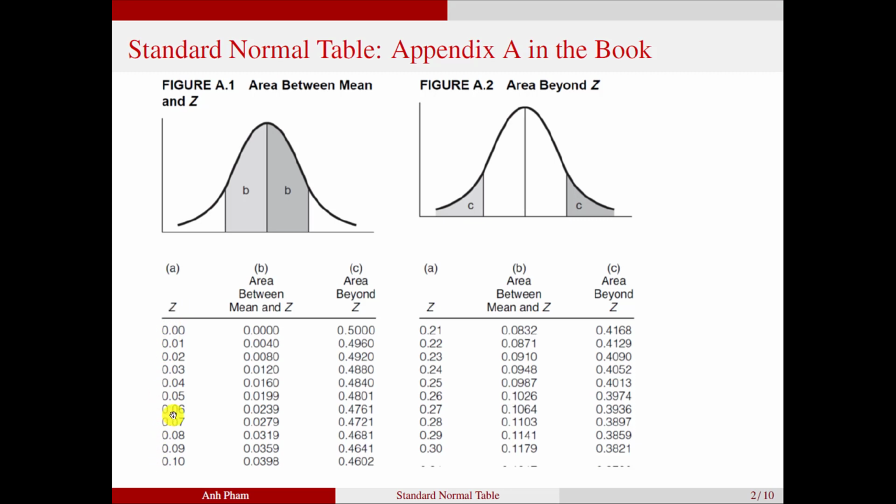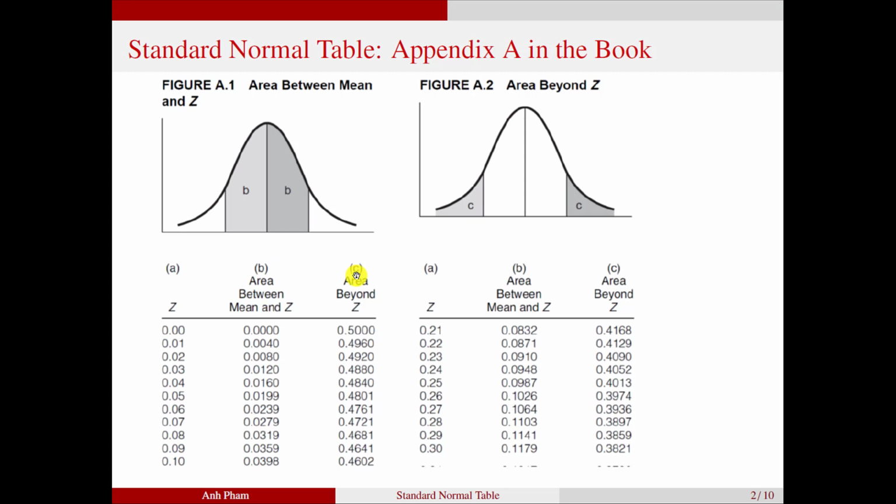Then it reports the area between the mean and Z as area B, in the middle column. If you look at the graph, you will see that area B is the area between the mean and Z, the shaded area here. The area on the left and the area B on the right are the same because the normal distribution is symmetric around the mean.